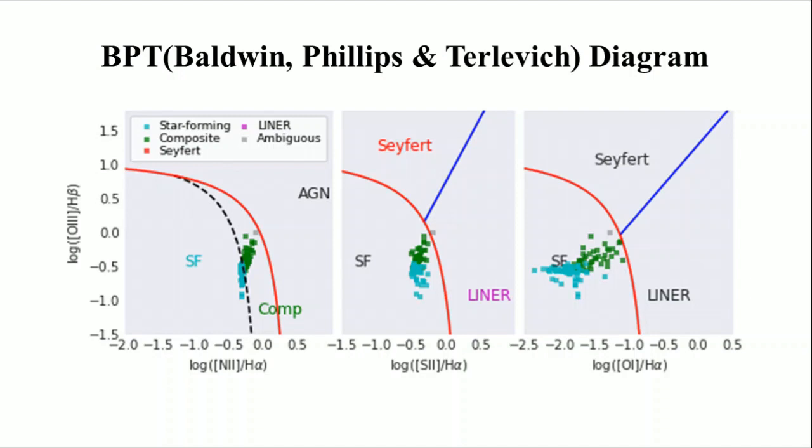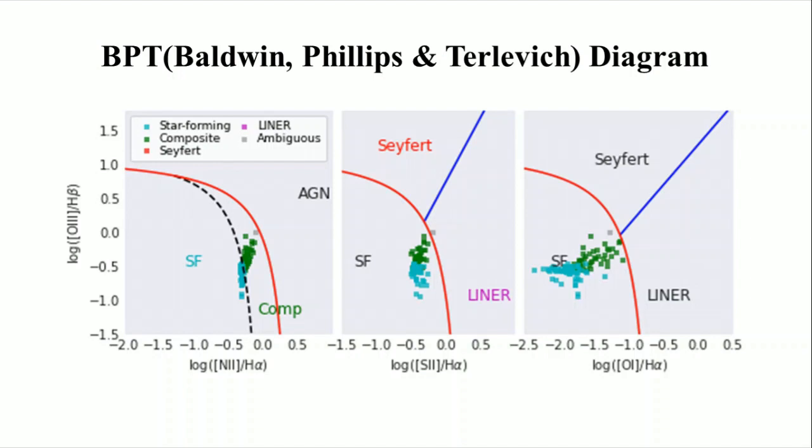So this BPT diagram that you see, you would have seen in your modules also. So this is Marvin's BPT diagram, and if you look closely at the BPT diagrams on your screen, there are actually three sets. You'll see that any particular diagram, any plot, would require at least four lines. Here we have N2 by H alpha versus O3 by H beta on the leftmost, in the middle we have S2 by H alpha, and on the rightmost we have O1 by H alpha. So any particular classification would require detection of at least four lines.